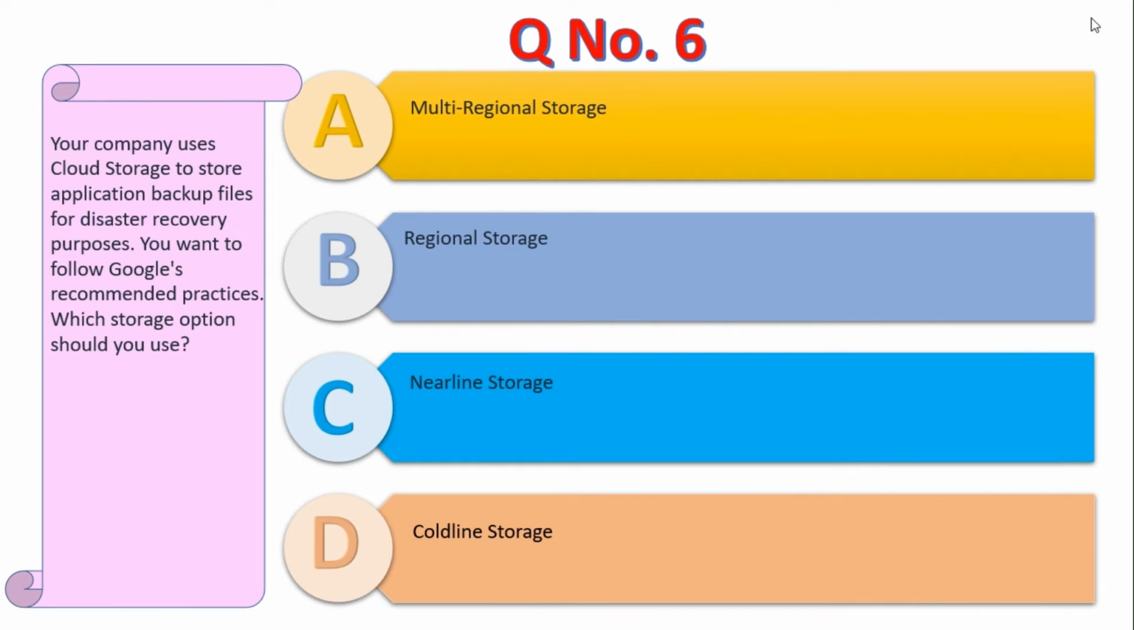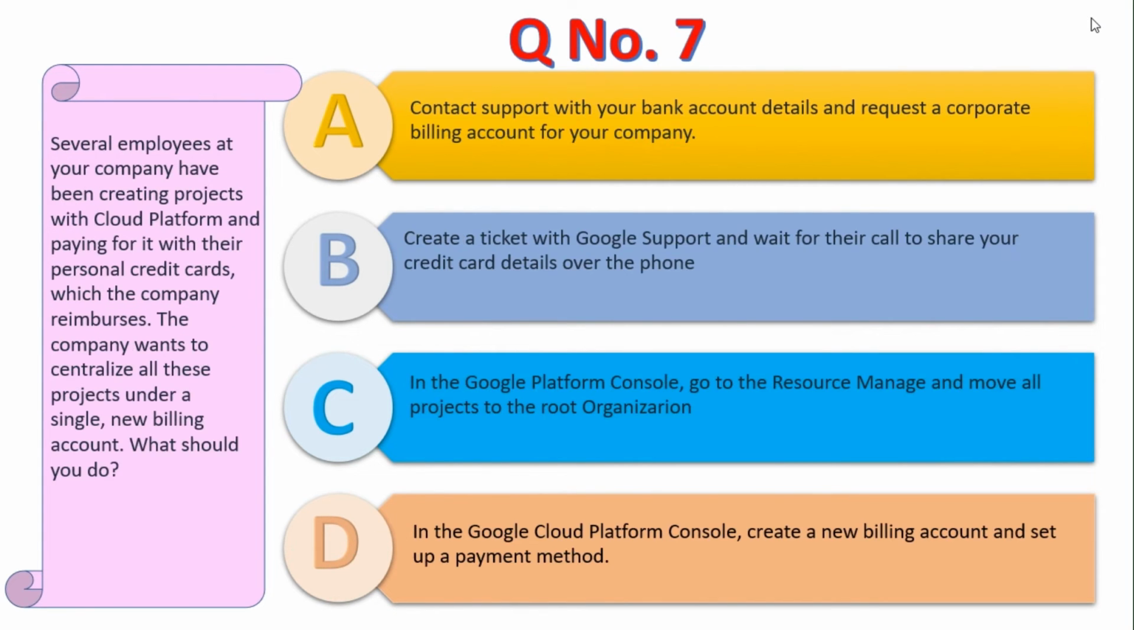Question number six. Your company uses Cloud Storage to store application backup files for disaster recovery purposes. You want to follow Google's recommended practices. Which storage option should you use? A. Multi-regional storage. B. Regional storage. C. Nearline storage. D. Coldline storage. The answer is D, Coldline storage.